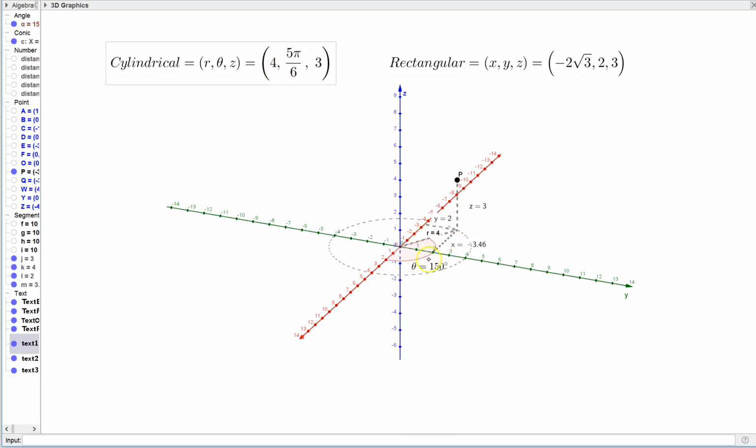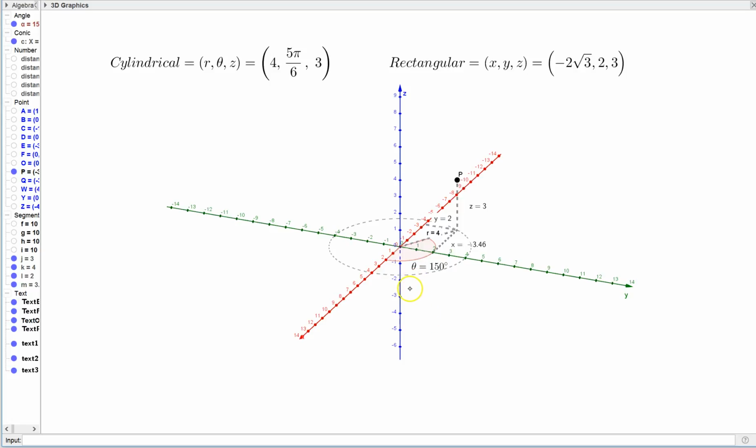The radius is 4, so we go out 4 units, so that's this distance here, and then we go up 3. So you swing the angle to 150, radius of 4, up 3 units, and that puts you right here at P. And then in rectangular coordinates, it's negative 2 root 3, 2, 3.